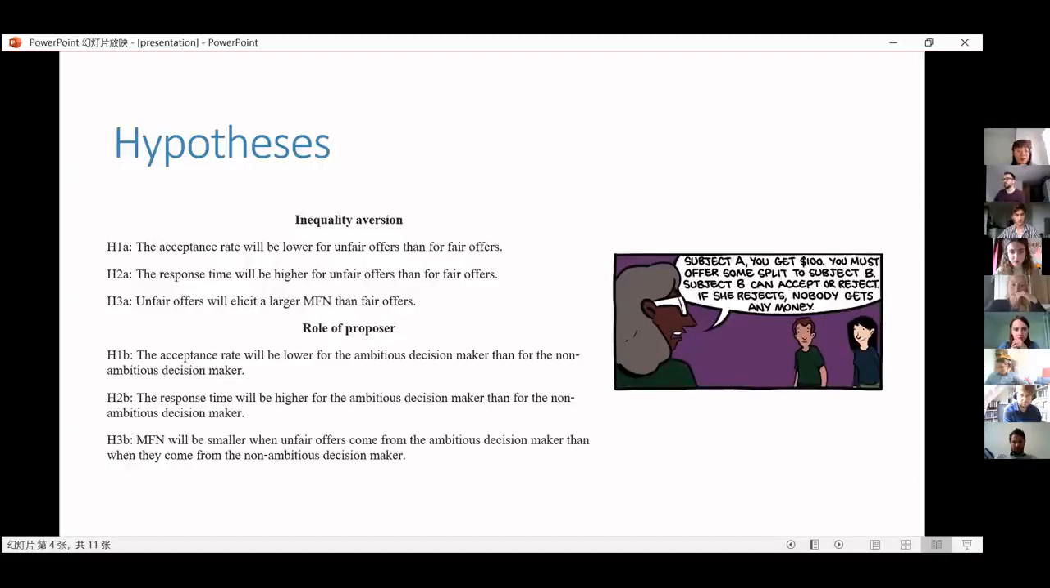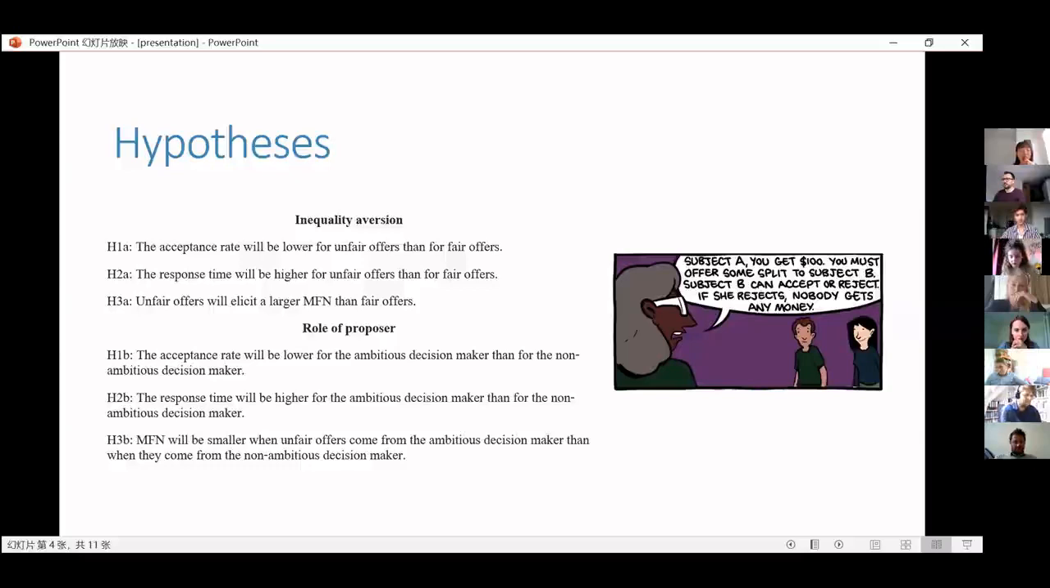On the behavior level, I hypothesize that the acceptance rate of offers will be lower for unfair offers than for fair offers, and will be lower for ambitious leaders than for non-ambitious leaders. And the response time will be higher for unfair offers than for fair offers, and higher for ambitious leaders than for non-ambitious leaders.